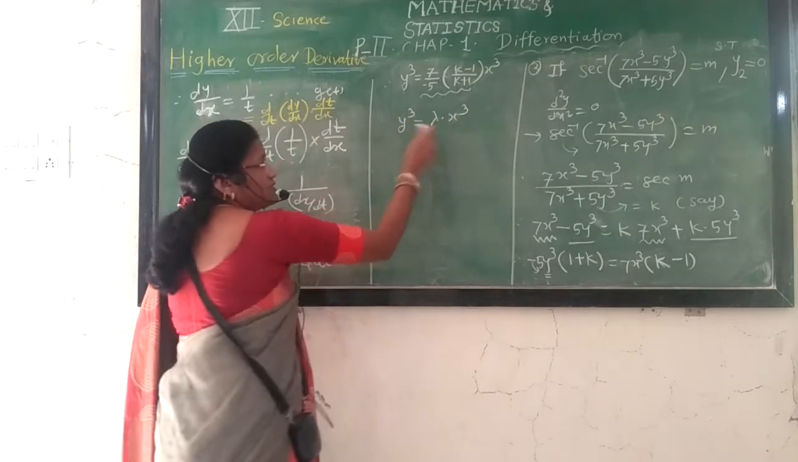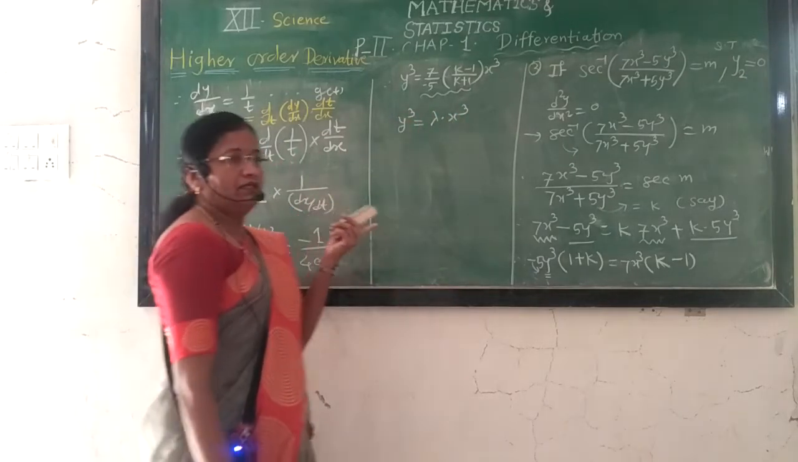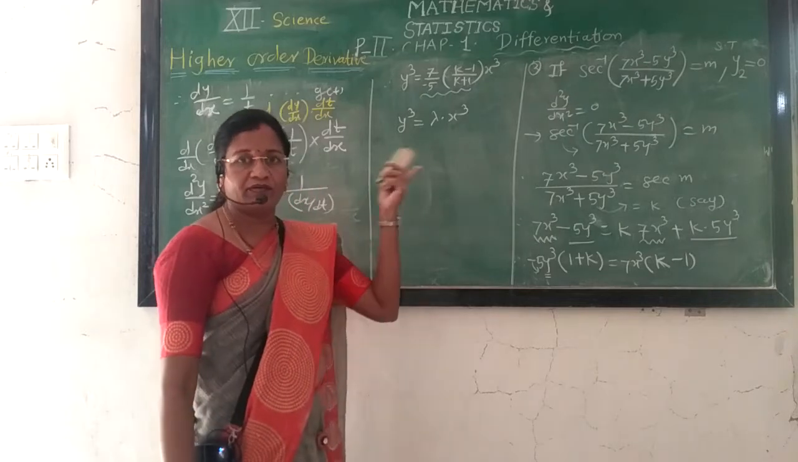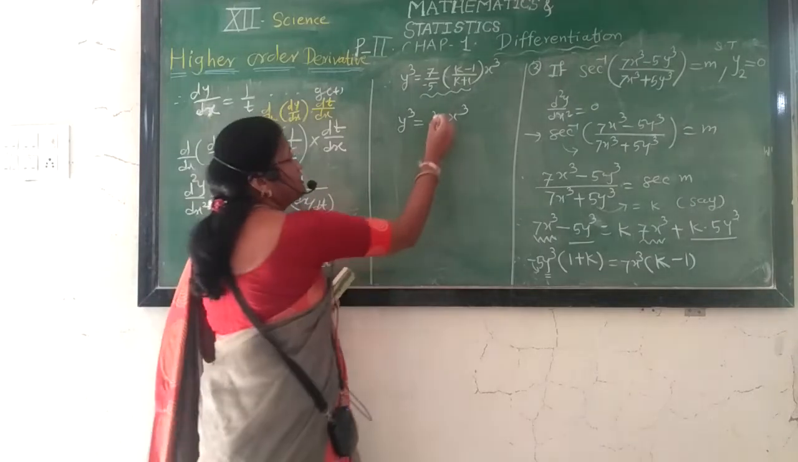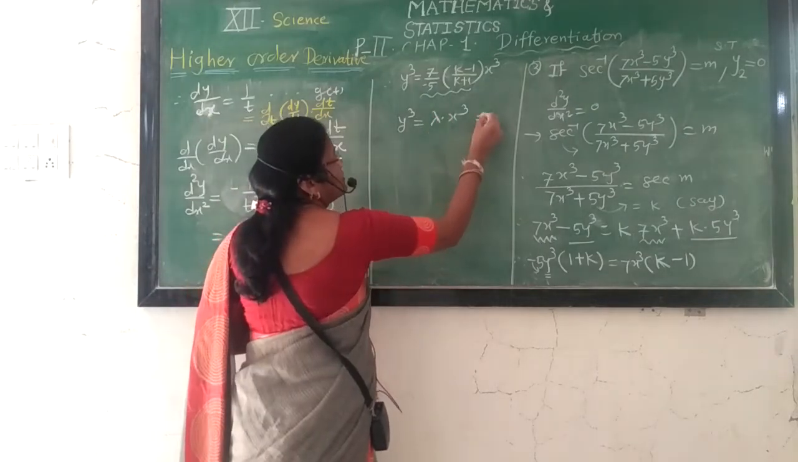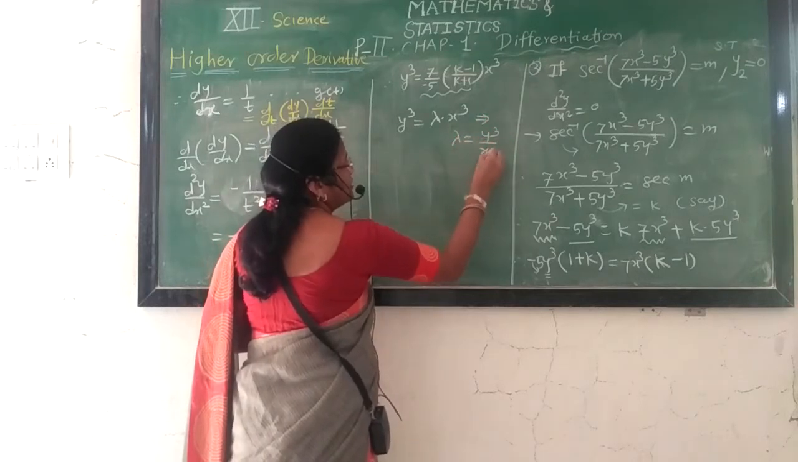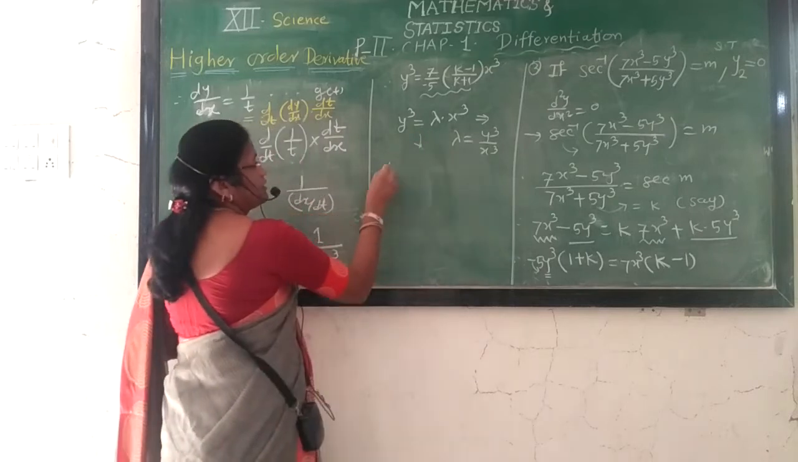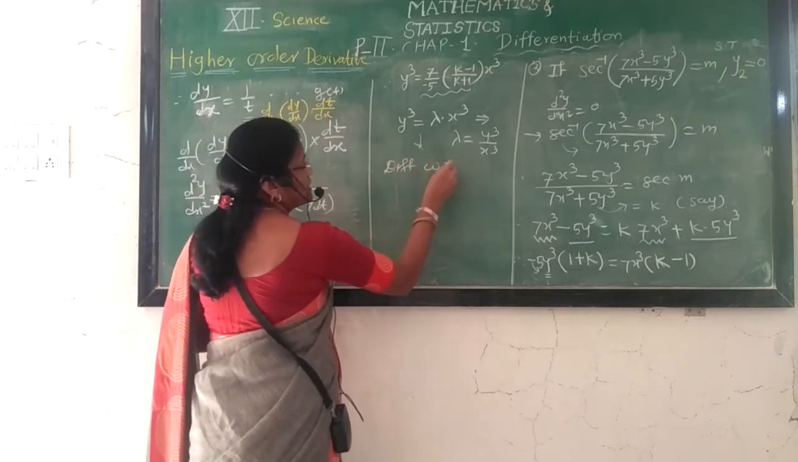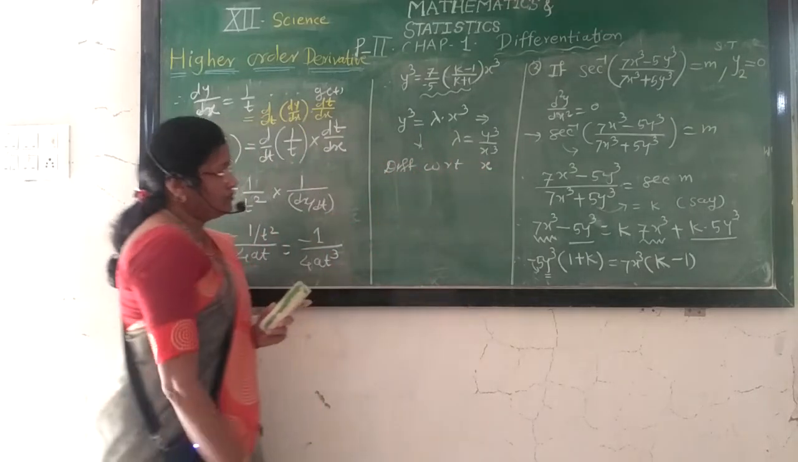For the symmetric function, we already found this example in the topic derivative of implicit function. Now what is implied? Lambda is equal to y cube upon x cube. Now take differentiation on both sides with respect to x.